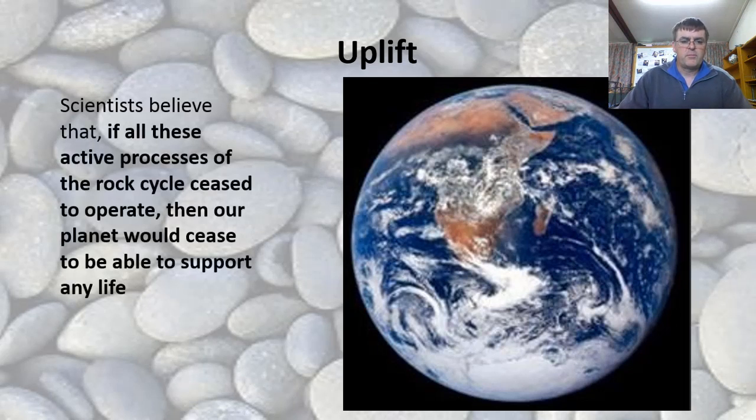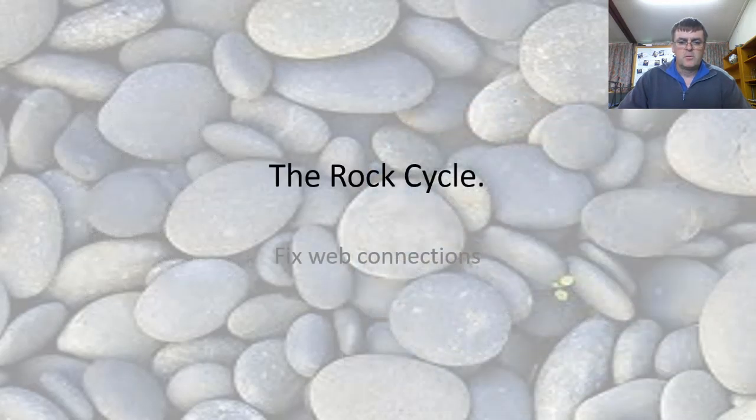Scientists think that if all these processes stopped, the rock cycle stopped. It's a very, very slow cycle, it might take millions of years from one step to the next. But if it stopped, life would stop. We wouldn't have any soils from all the weathering and erosion that we would be growing stuff in. So that's the rock cycle, and I hope that has been helpful.